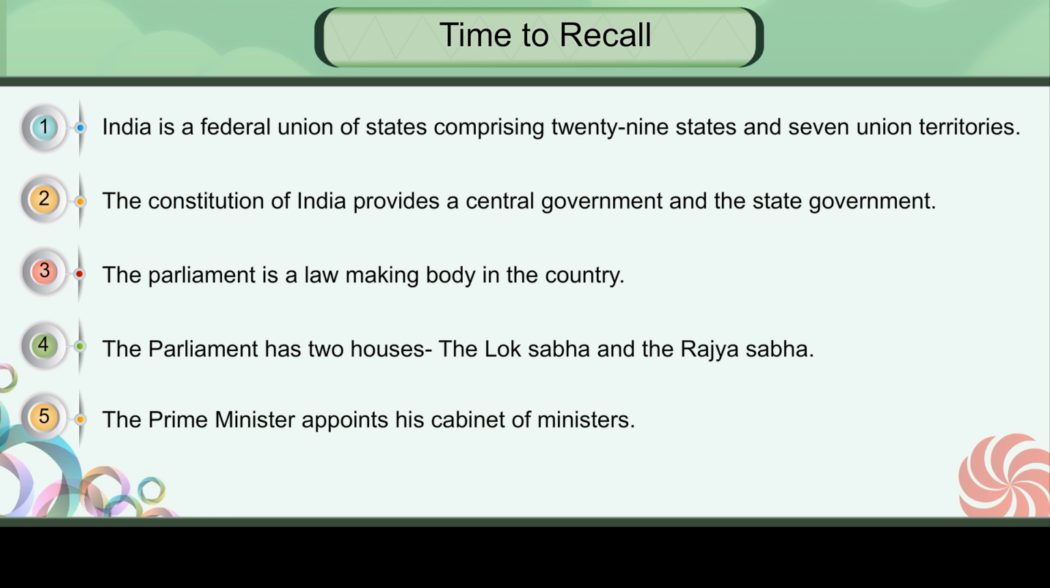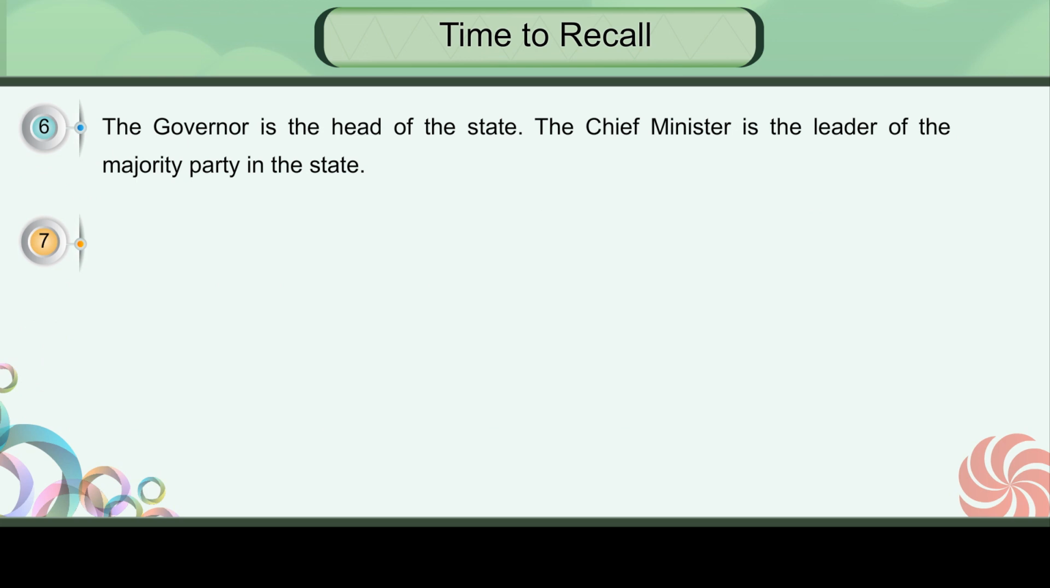The Prime Minister appoints his cabinet of ministers. The governor is the head of the state. The chief minister is the leader of the majority party in the state. The Supreme Court is the highest judicial body in the country.